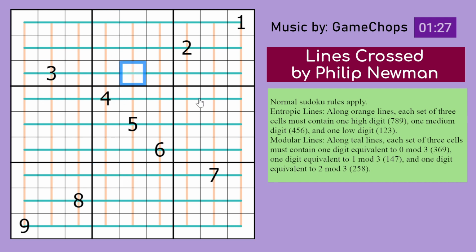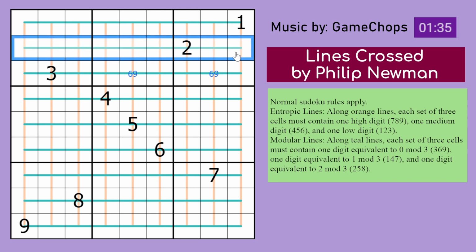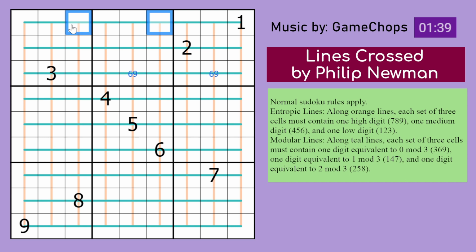So let's start with the 3 here. Those 2 digits are also 0 mod 3, and therefore have to be 6 and 9. We can probably do that with a lot of the rest of these horizontal lines. Like this one here means those cells have to be 4 and 7. 2 here means those cells have to be 5 and 8. 4 here means those cells have to be 1 and 7. 5 here means those cells have to be 2 and 8. And we can probably do that for basically everything.